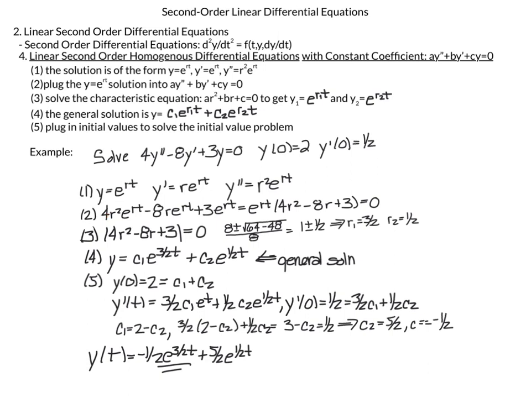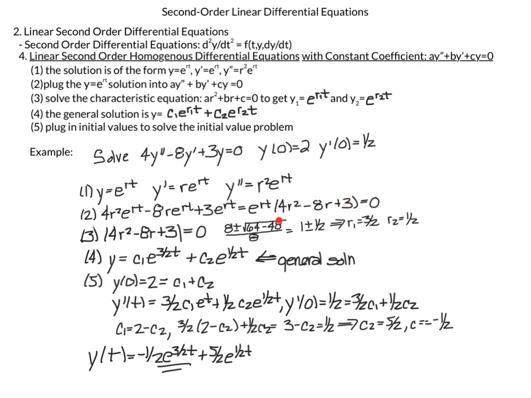I get 4 times y double prime, which is r squared e to the rt, minus 8 times y prime, which is r e to the rt, plus 3 times y, which is e to the rt. I factor out my e to the rt, and I get my characteristic equation, 4r squared minus 8r plus 3. And again, this whole equation is equal to 0. So since e to the rt is not equal to 0, it must mean my characteristic equation is equal to 0.